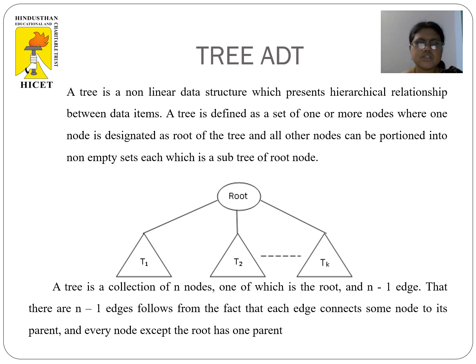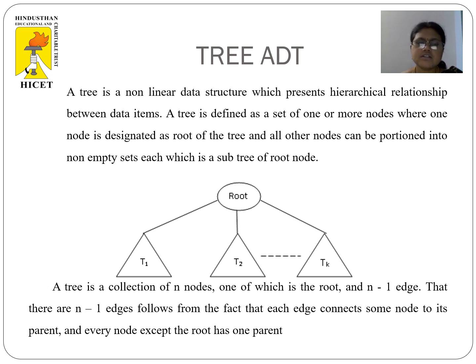Let us get into the definition of tree data structure. A tree is a non-linear data structure which presents hierarchical relationship between data items. A tree is also defined as a set of one or more nodes with one designated node called root, and all other nodes can be partitioned into non-empty sets, each of which is a subtree of root node.